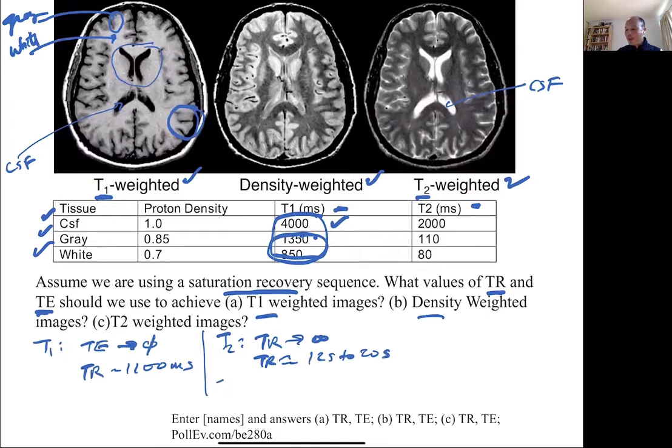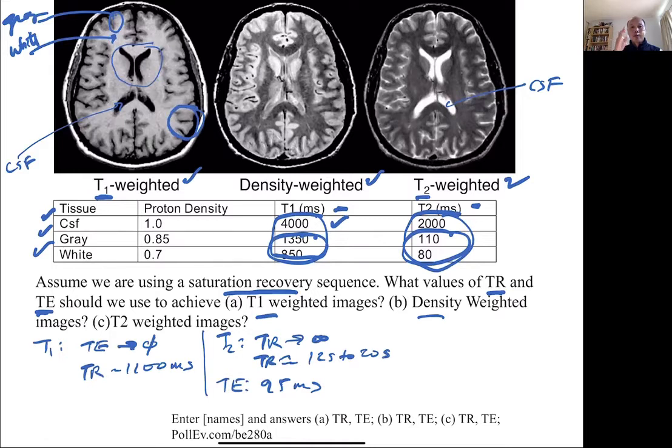And for the TE, once again, you notice of these 3 T2s, 2 of them are close together and the other one is way out there. So we want to take the average of the 2 that are close together, and that would be 95 milliseconds. And notice that 95 milliseconds is very small compared to 2000.